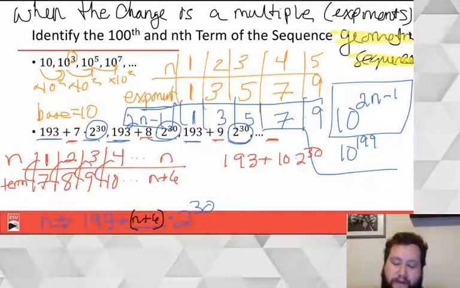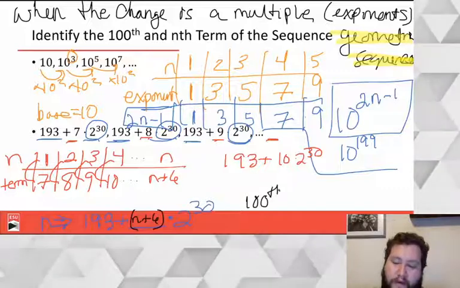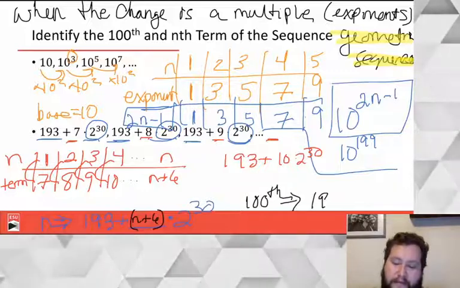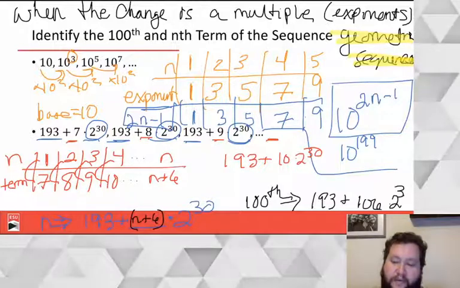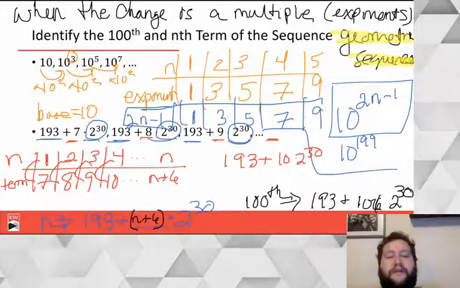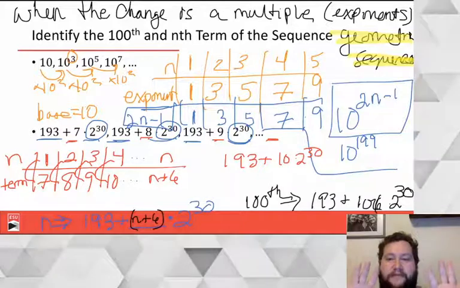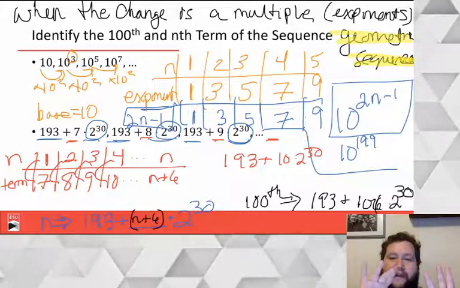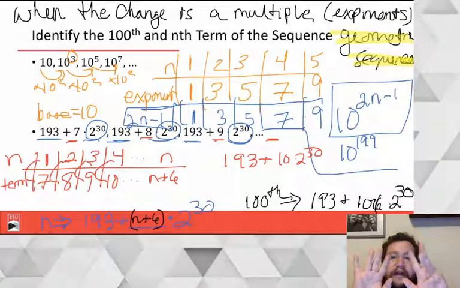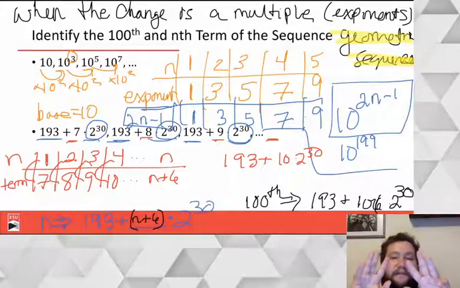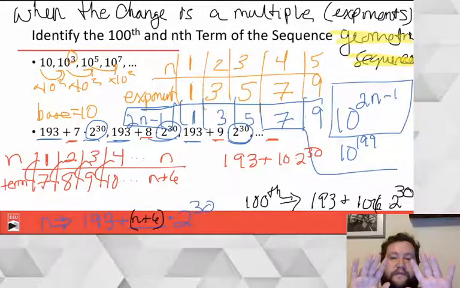And then the 100th term is 193 plus 106 times 2 to the 30th. And again, you wouldn't want to multiply that out because 2 to the 30th has an alarming number of digits. Because if we look at our powers of 2, we have 2, 4, 8, 16, 32, 64, 128, 256, 512, 1024. That's only 2 to the 10th. So we have 1024 times 1024 times 1024.